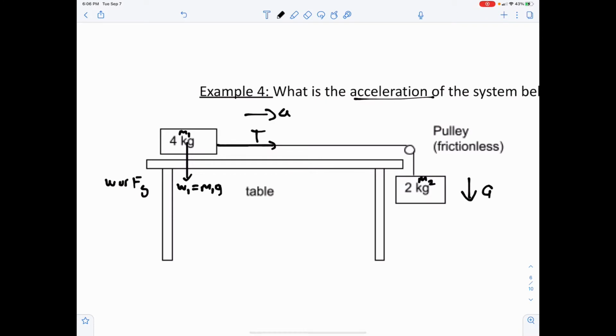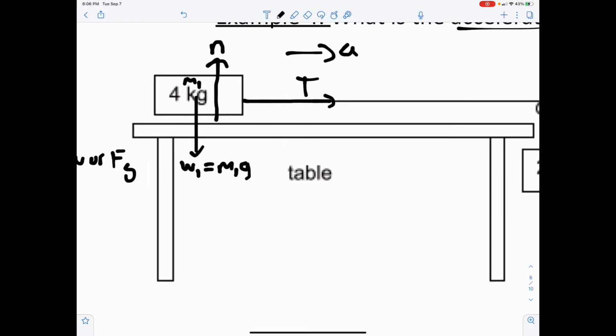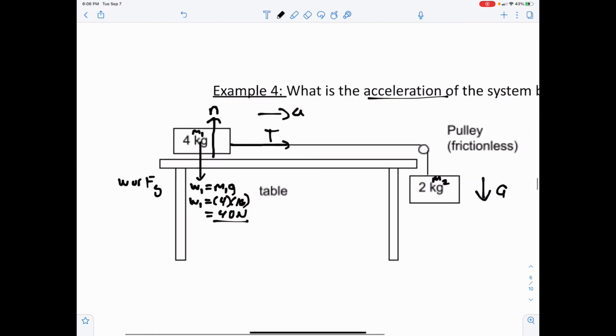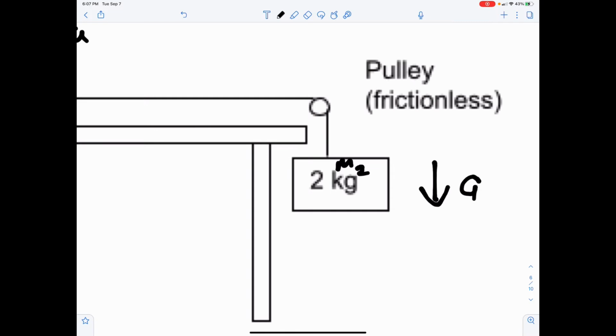So there's a tension force pulling it. I also have a normal force from the tabletop. Let's calculate weight 1. It's going to be 4 kilograms times 10, which is 40 newtons.